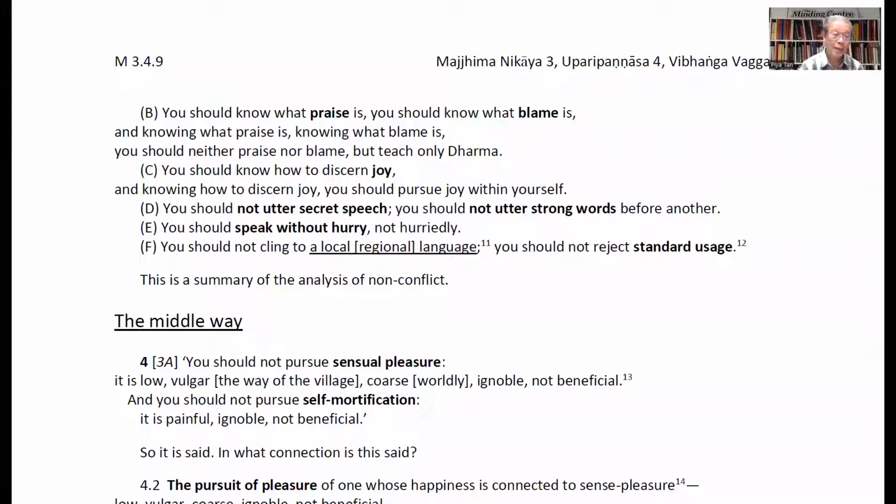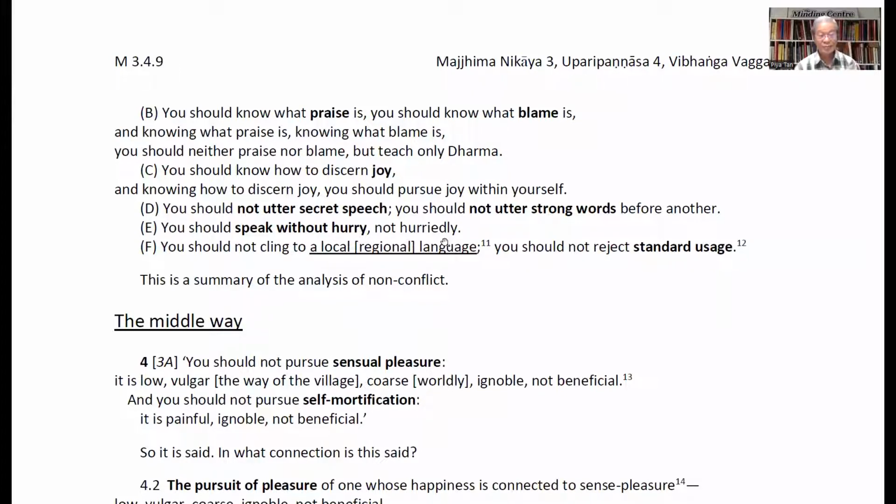No? D, you should not utter secret speech. You should not utter strong words before another, right? So here again, let me not say too much about this. Let's keep it quiet for a while. So it's very interesting. We'll later look at it. E, you should speak without hurry, not hurriedly.